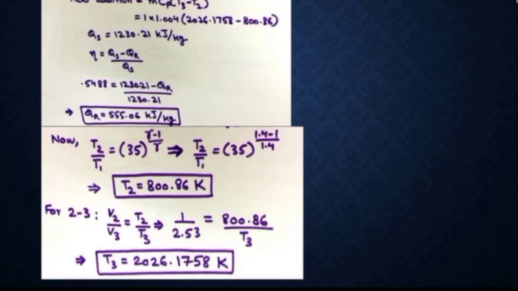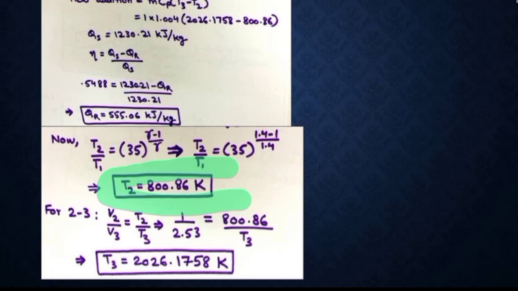To calculate T3 and T2, we can write T2 by T1 is equal to (P2 by P1) raised to power gamma minus 1 upon gamma. P2 by P1 is 35. So T2 by T1 is equal to 35 raised to power (1.4 minus 1) upon 1.4. So T2 is equal to 800 Kelvin. You got the value of T2. Similarly, you have to find the value of T3.